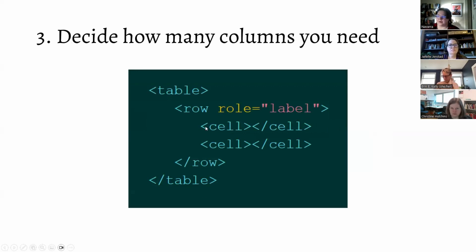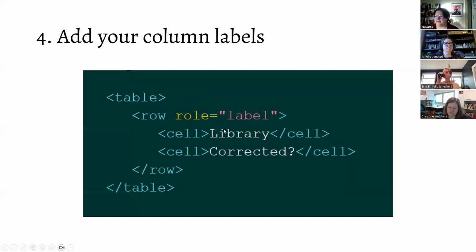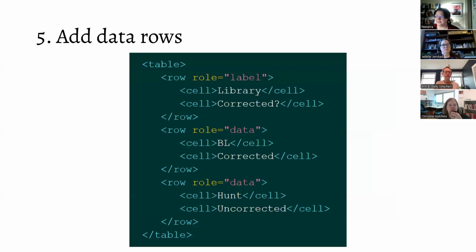In that first row as a child, you're going to put in some cells. The number of cells that you put will determine the number of columns that you have in your table. So this here table has 2 columns, as indicated by it having 2 cells in that label row. Then you can put in your labels. Here, our first column is titled library. The second column is titled corrected. And then you'll add in your data.